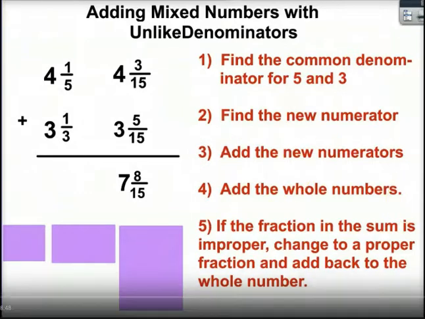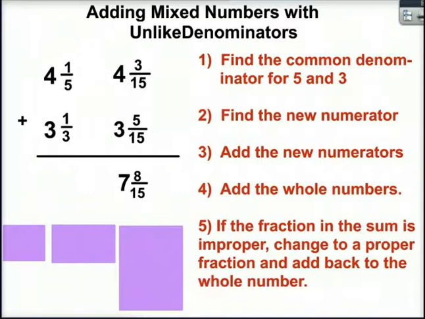This tutorial is going to build on the skills that you've practiced in the last two tutorials. You're going to be adding mixed numbers with unlike denominators. You're still going to have to find a common denominator, make equivalent fractions, and add them, but now you also have a whole number that you're then going to be adding.